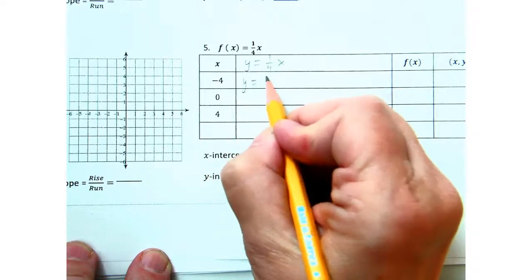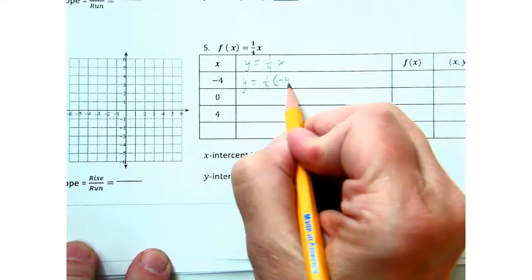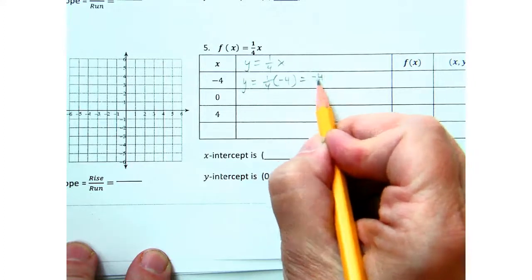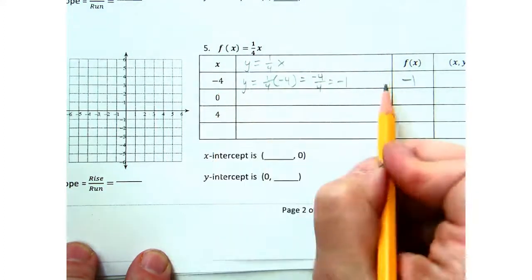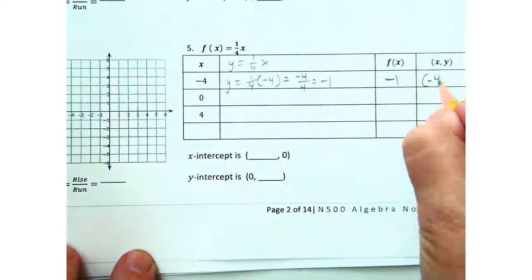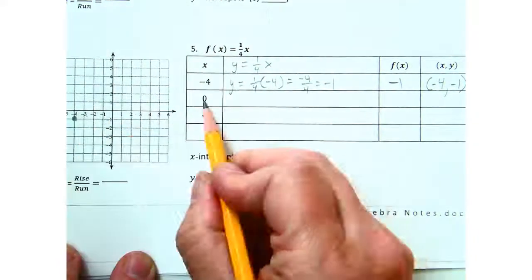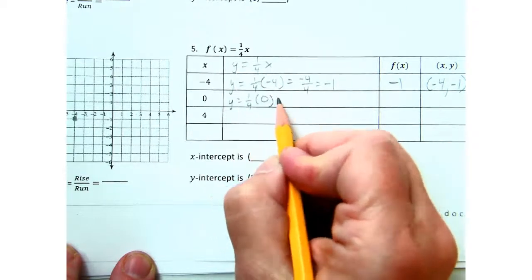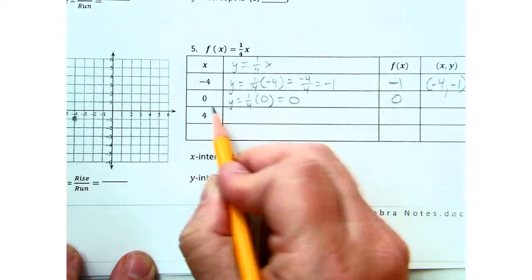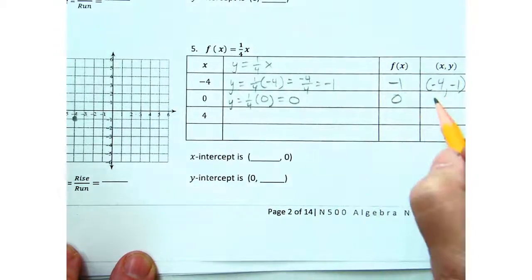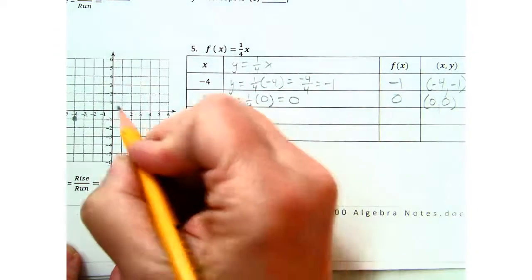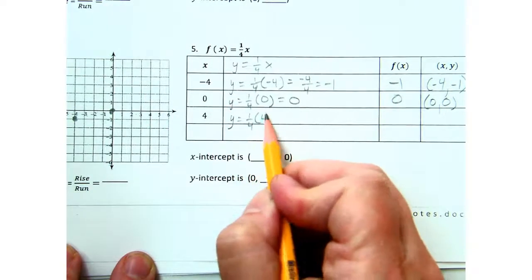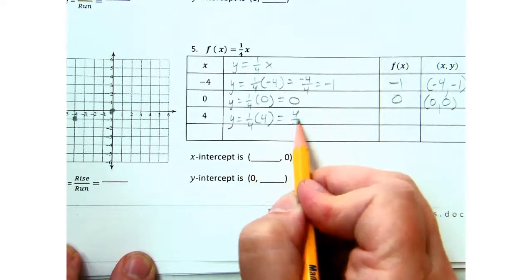Start by replacing x with -4. This gives us 1/4 times -4, or -1. Our first point then is (-4, -1). Graph this point. Now replace x with 0 for y equals 1/4 times 0, which equals 0. Our second point is (0, 0). Graph this point. Now replace x with 4 for y equals 1/4 times 4, or y equals 1.